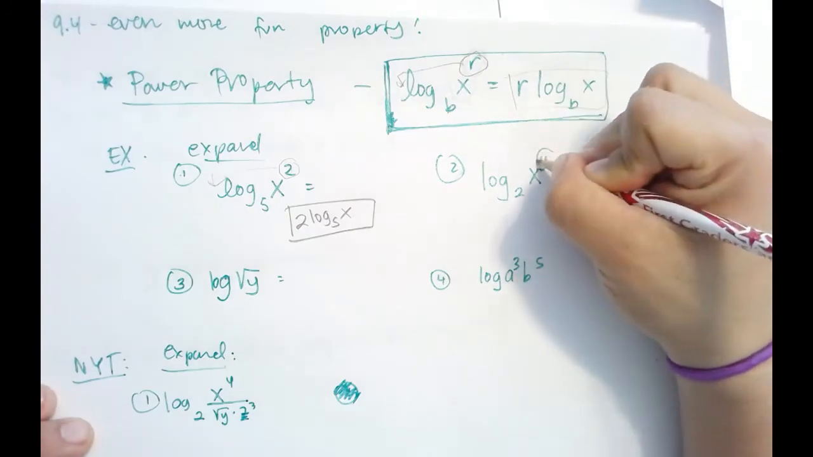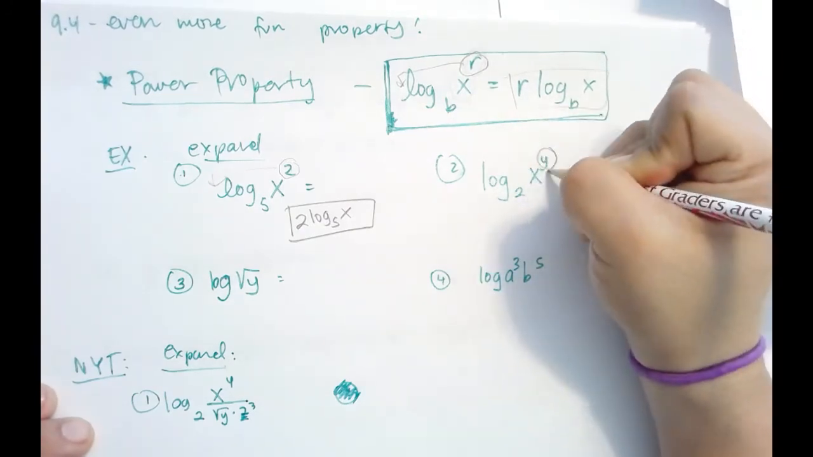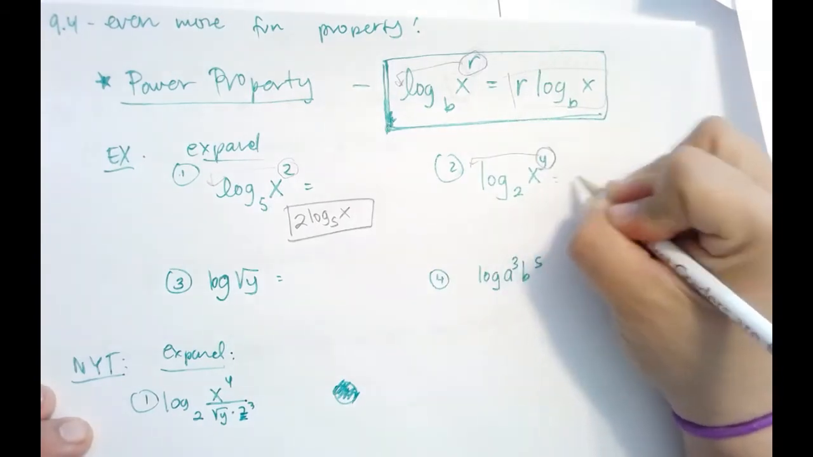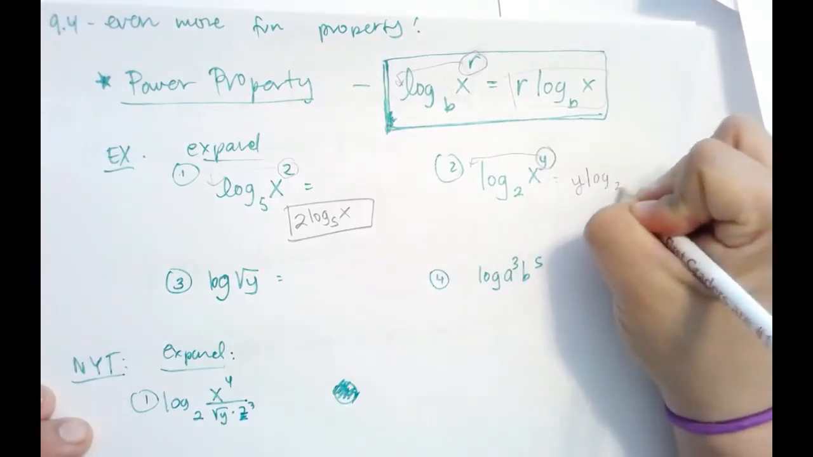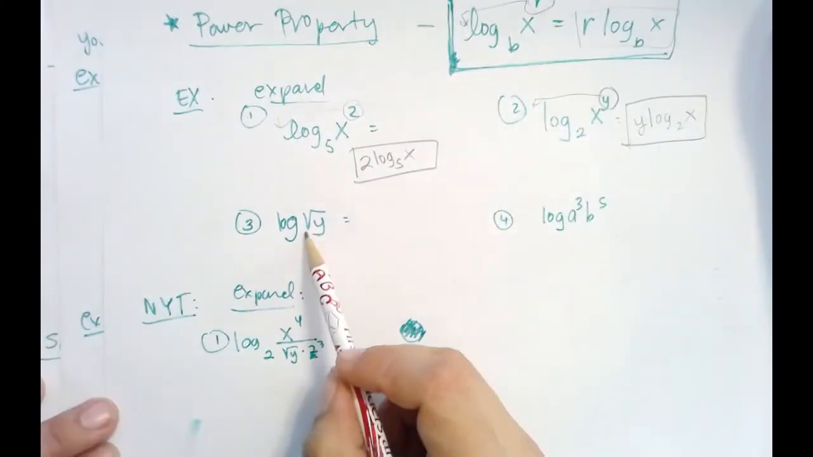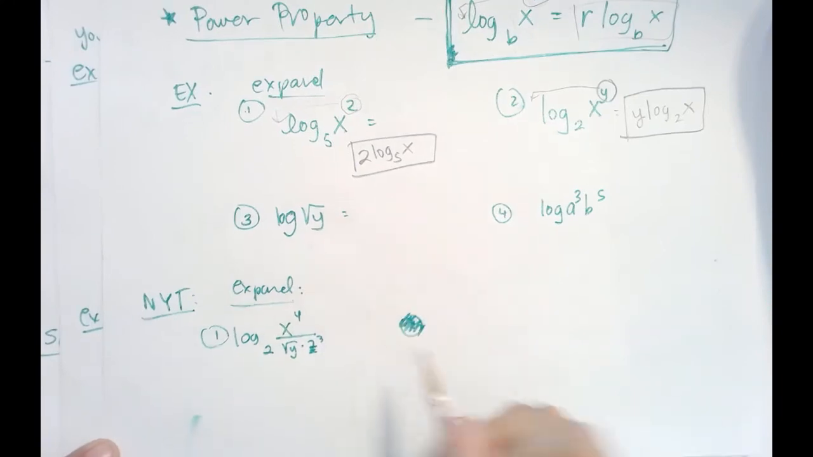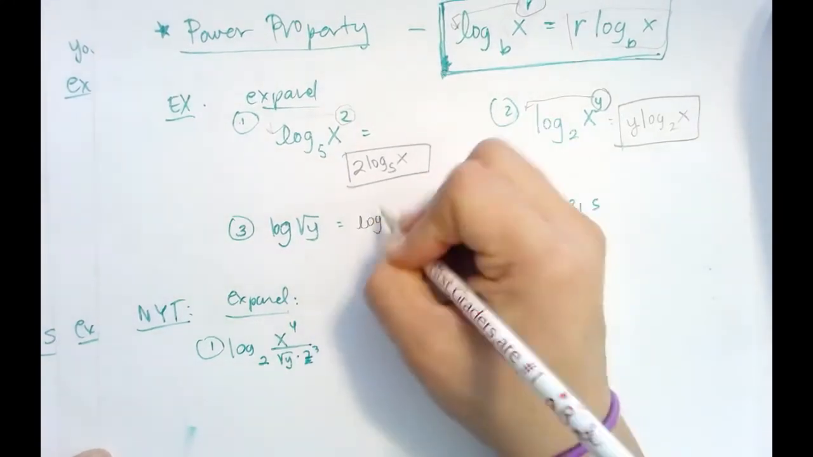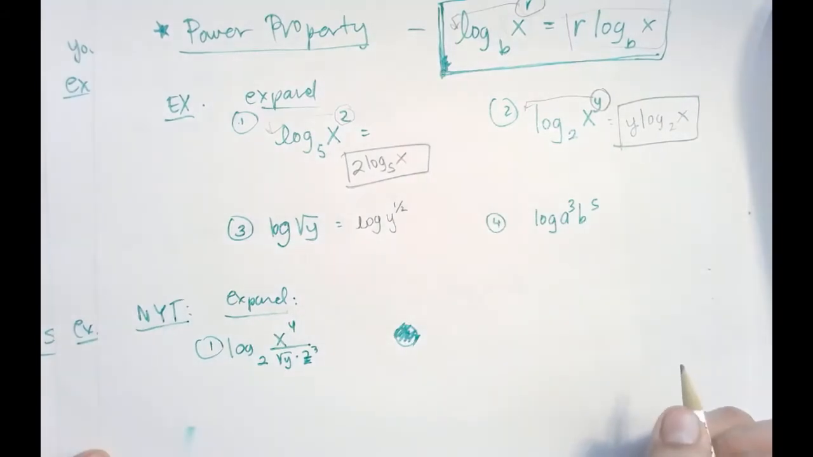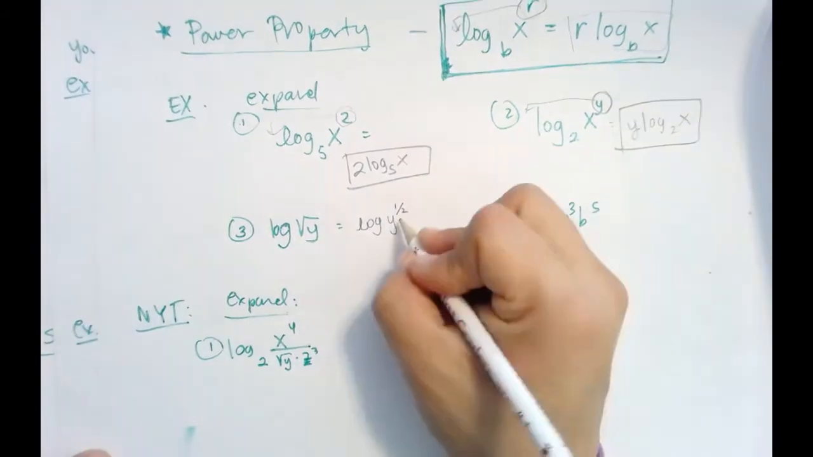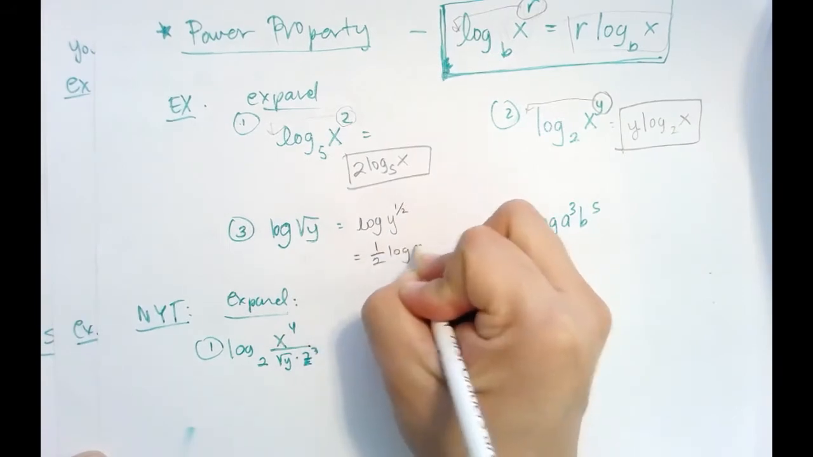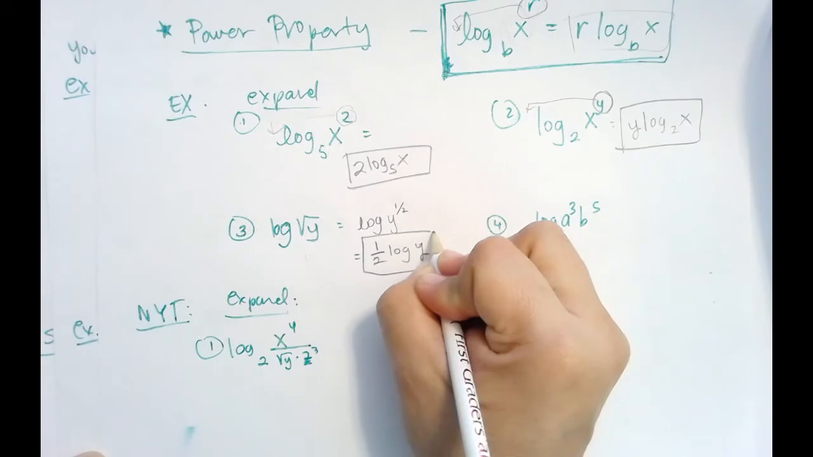So let's say here you have log base 2 of x raised to the y power. So we can think of this as y log base 2 of x. Okay. Now here we have log of the square root of y. And I'm sure you guys remember that the square root is the same as raised to the half power. So this can be rewritten as half log of y. Okay.